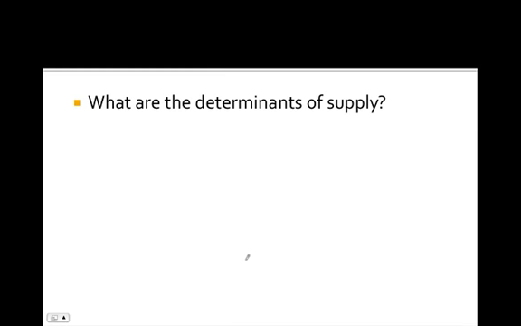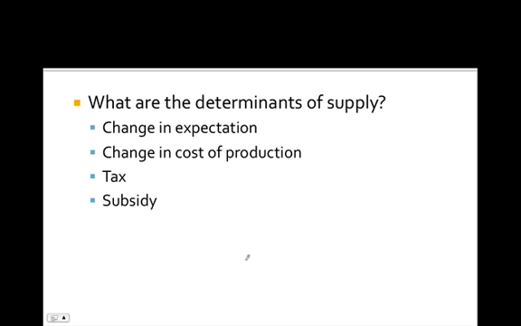The determinants of supply. So let's put our producer hat on. What is going to make you produce more of a good or less of a good? So if you run a cupcake factory, for example, what's going to enable you to produce more of that product? The biggest thing is changing cost of production. So if you run a cupcake factory, if flour becomes more expensive, you're going to have to produce less cupcakes because your budget hasn't changed. Flour is on sale, you can produce more cupcakes with the same budget.